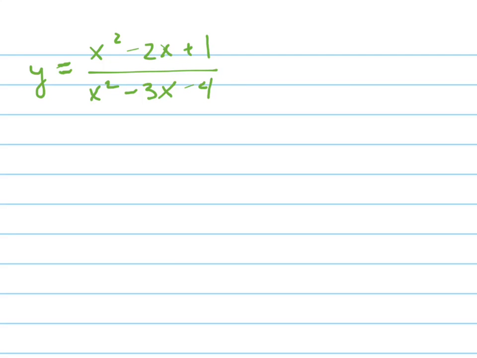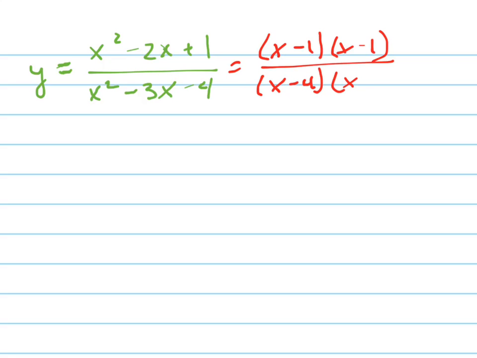Let's graph this rational function. The first step when you're graphing rational functions is to factor the top and the bottom. That's going to help you with a lot of the stuff that you need to know. So that's how they factor.